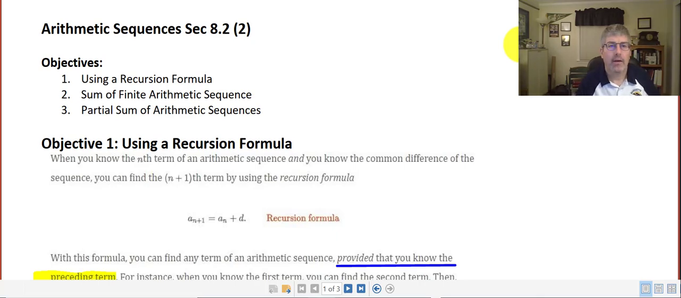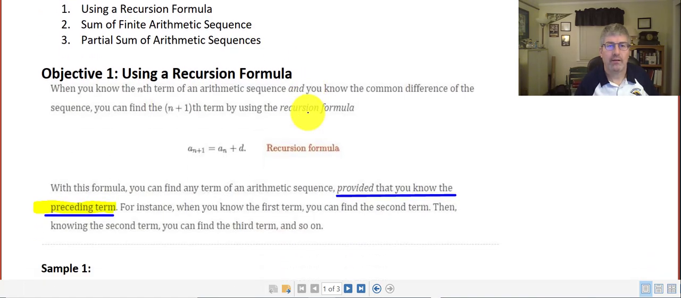Welcome back. The objectives of this video are to use the recursion formula, find the sum of a finite arithmetic sequence, and find partial sums of arithmetic sequences. So our first objective, using the recursion formula.